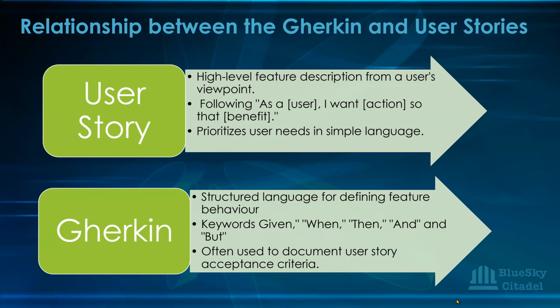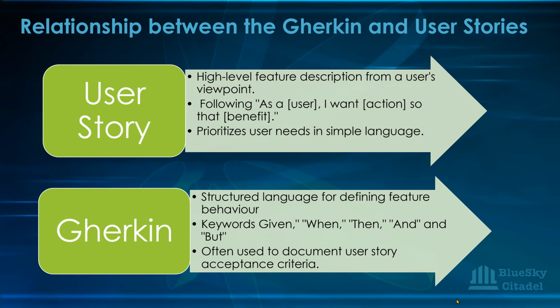So that's the user story. The Gherkin on the other side, just like I said earlier, is specifically designed for writing human readable and executable specifications that describe how the software should behave. It uses keywords like given, when, then, and but. It uses these keywords to derive step-by-step scenarios that define the expected outcome. It is often also used to document the acceptance criteria of the user story.